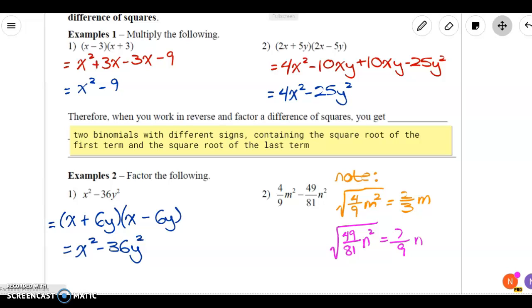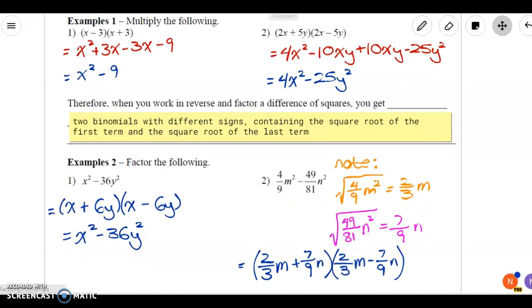Now you can use these two square roots to set up your two binomials. And we get a similar pattern to before, 2 over 3 m plus 7 over 9 n times 2 over 3 m minus 7 over 9 n. And again, you can multiply this out again just to make sure it gets to the right answer when you do multiply it out.